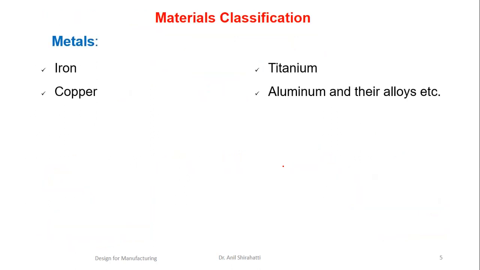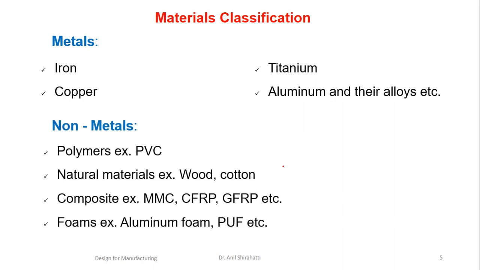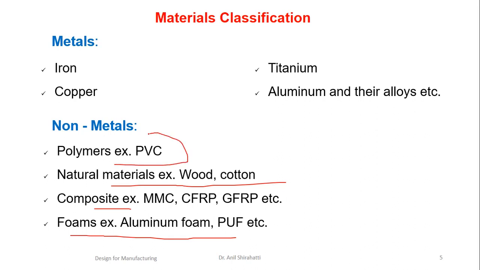How are the materials classified? In general, materials are classified into 2 types, metal and non-metal. In metals we have iron, copper, titanium, aluminum, etc. Non-metals include composites, foams which are a new type of material, natural materials like wood and cotton, or polymers like PVC.